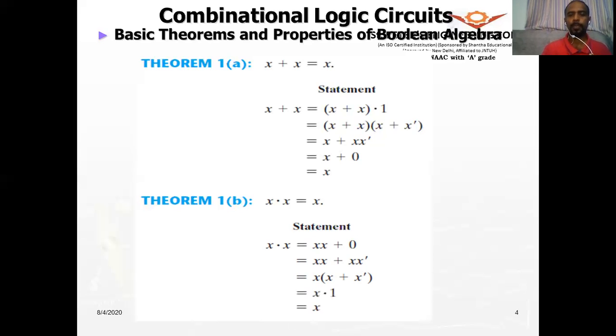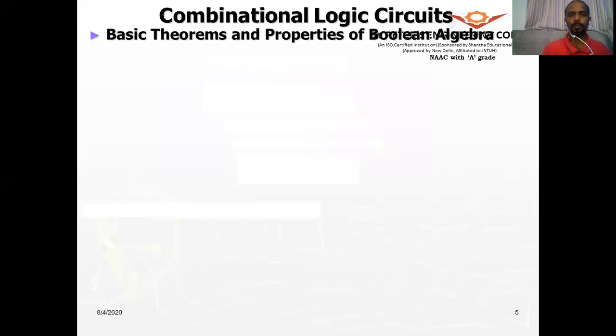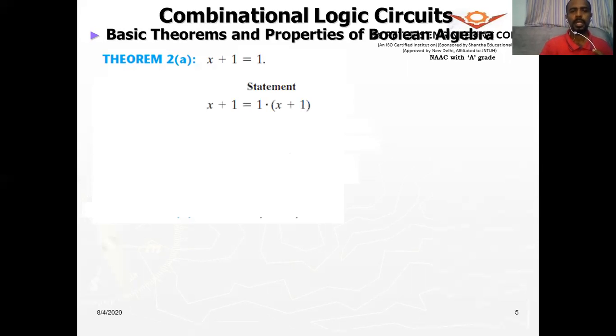So therefore this is x ANDed with 1, which will be equal to 1. So that will be the result. So next is theorem number 2, which is x ORed with 1 is equal to 1. So let us prove this.